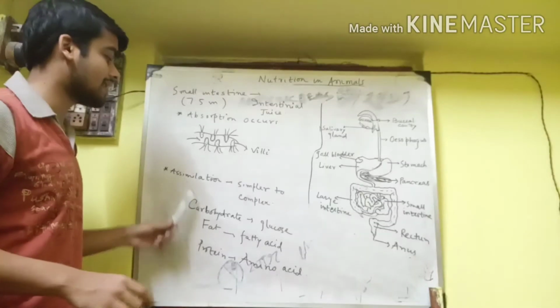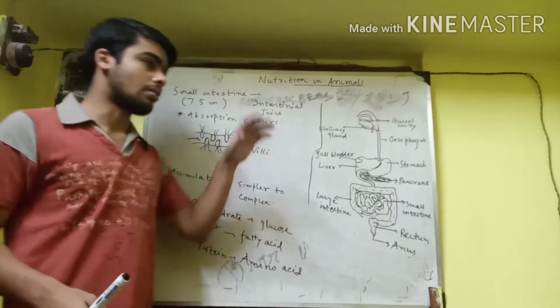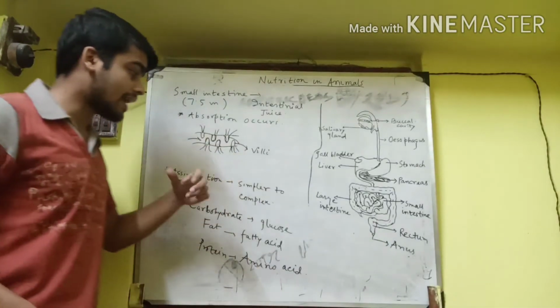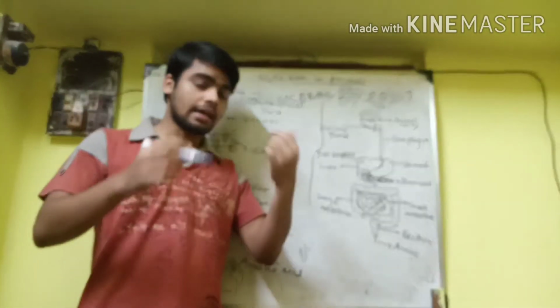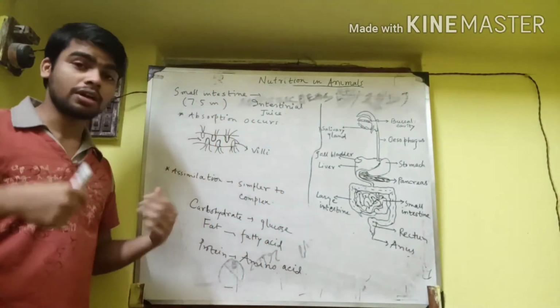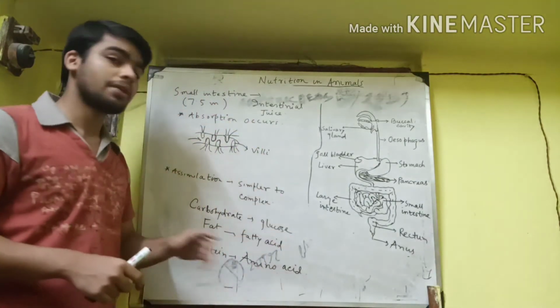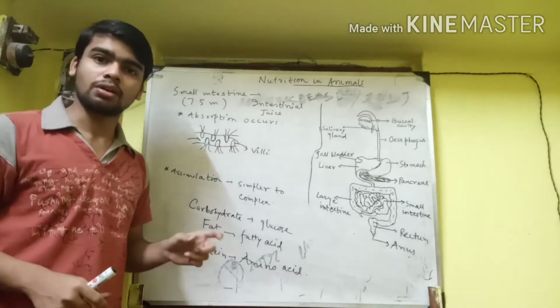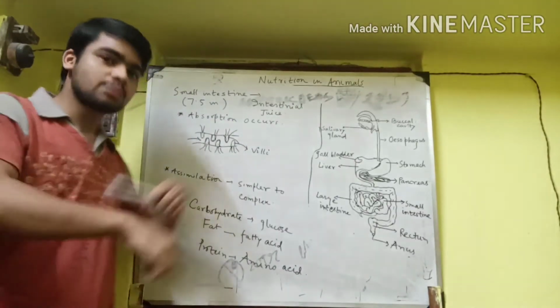So what is assimilation? After the absorption, the simpler components of the food become complicated materials again, because the cells and our body parts that receive the food components are complex in nature. Food components are complex in nature. So amino acids become protein again.